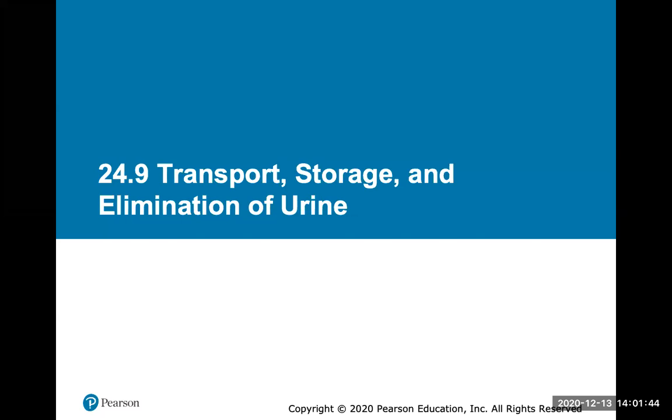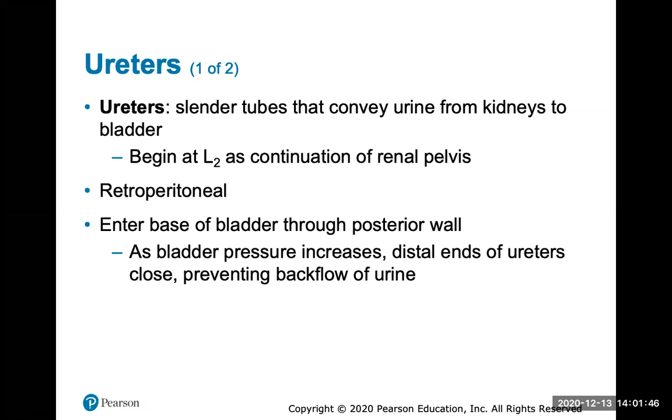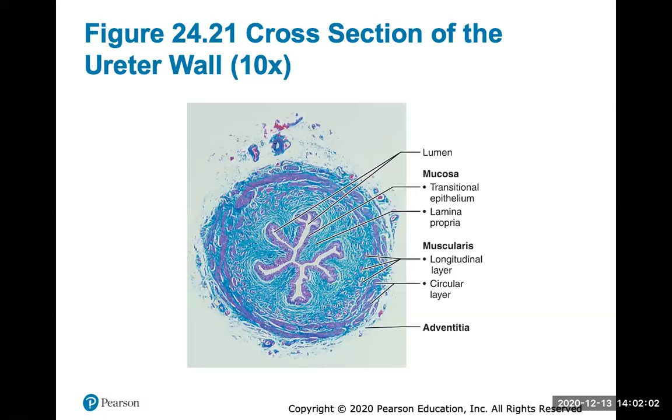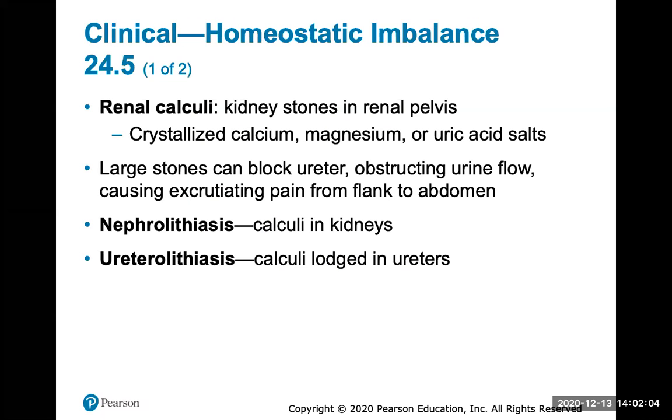The transport, storage, and elimination of urine. The ureters convey urine from the kidneys to the bladder. Again, we're getting a little bit more into the anatomy here. The three layers of the ureter wall are shown there. The muscularis is the smooth muscle wall that will contract to squeeze the urine along. And that's the cross section of the ureter wall.